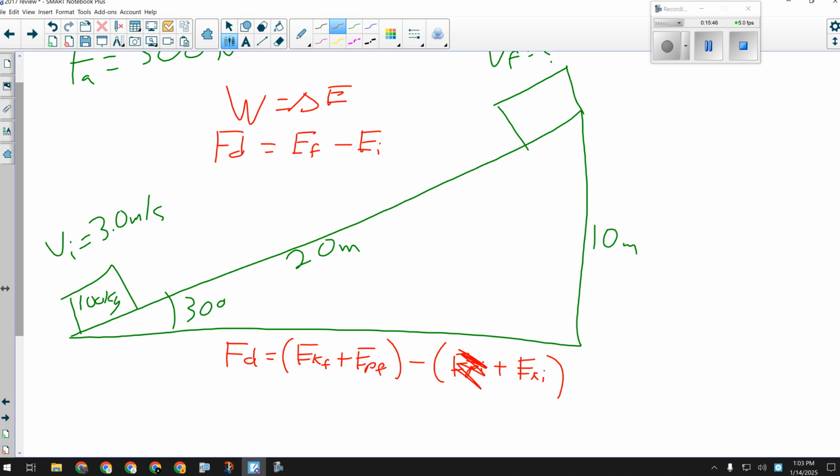I'm probably going to be accelerating this thing up the ramp, so it's going to have kinetic energy at the top. It's definitely going to have potential energy at the top. So now I need to look at how I get what I need by itself. I'm trying to find the speed of the object up here. That would be part of the final kinetic energy, so I need to isolate that. What's the first thing I should move?